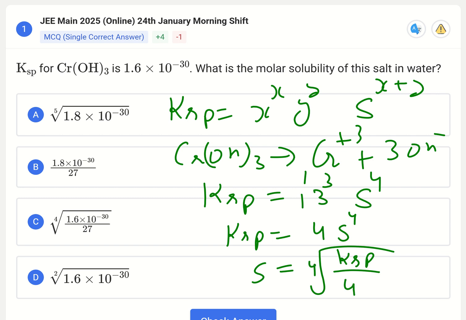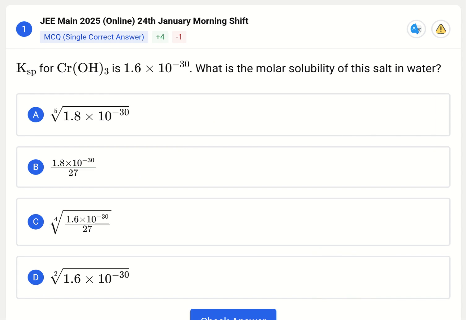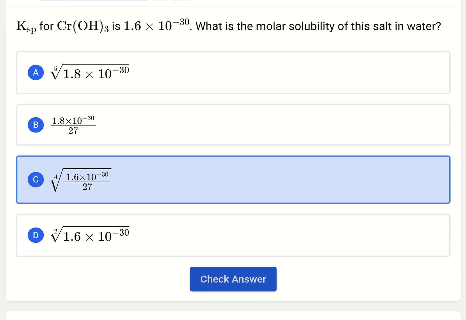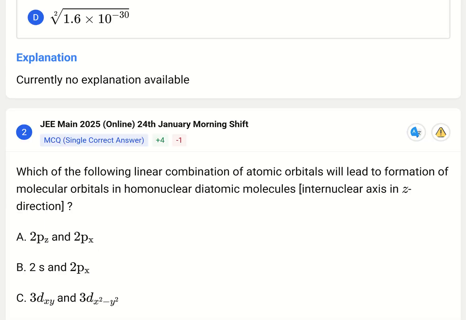Or s is equal to KSP upon 4 and 4th root. Sorry, not 4, 27. So KSP upon 27 and 4th root. Yes, C is our option. This is again not our option. This is the easiest question, kids. You might have seen this type of questions in your NCERT textbooks. During my class, I give lot of questions to the kids for them. So I will go with the option number C. Let us check this answer. Right answer once again. Moving to the next question.